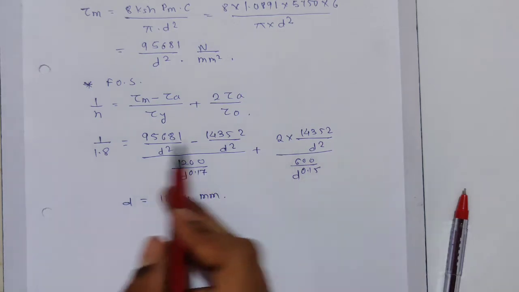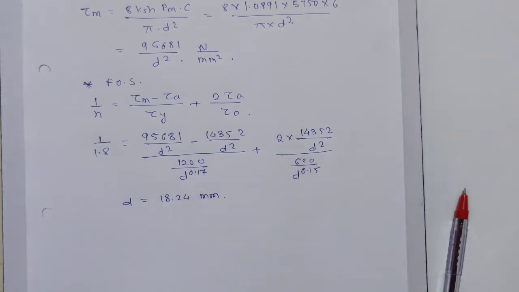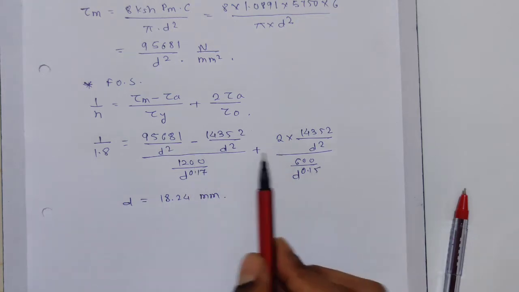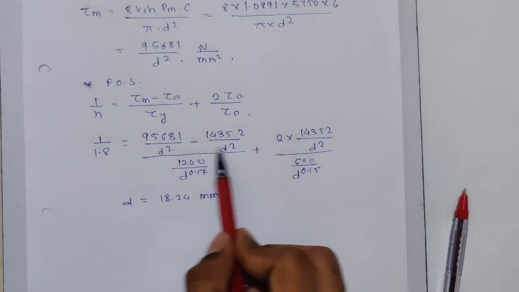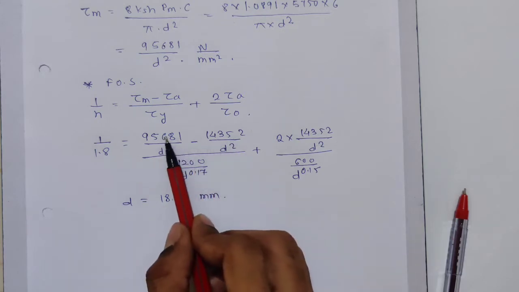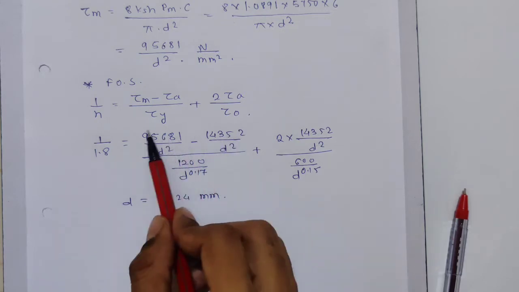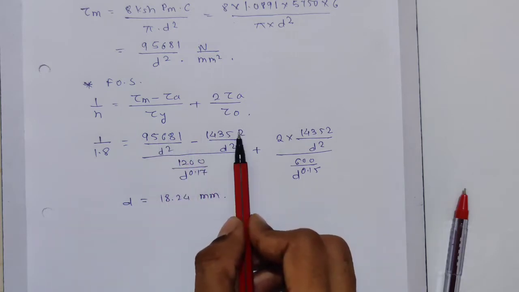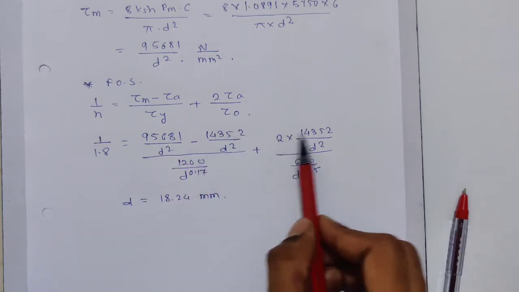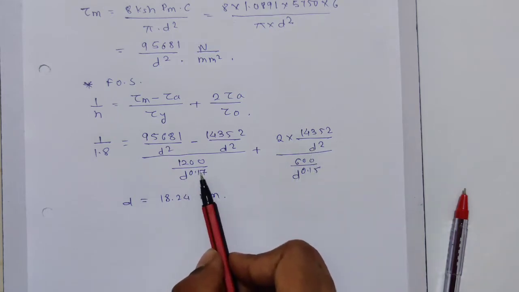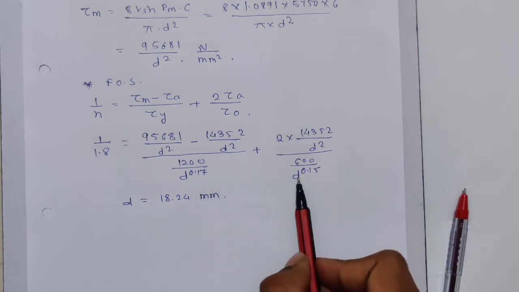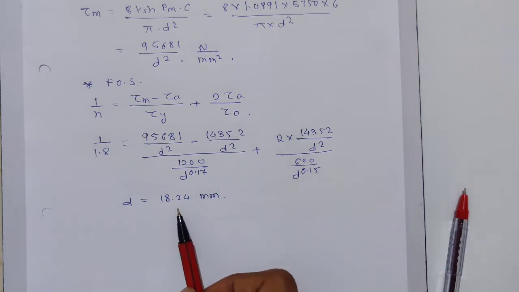Remember that this equation won't fit in the solve for x method in the calculator. For that you have to simplify this, by taking a common denominator, so you can write this minus this upon d square. So just make this subtraction beforehand and then put it in the calculator. Again you can multiply this and then put it in the calculator. For this you just use d raised to 0.17, and for this d raised to 0.15. So now you have d as 18.24.